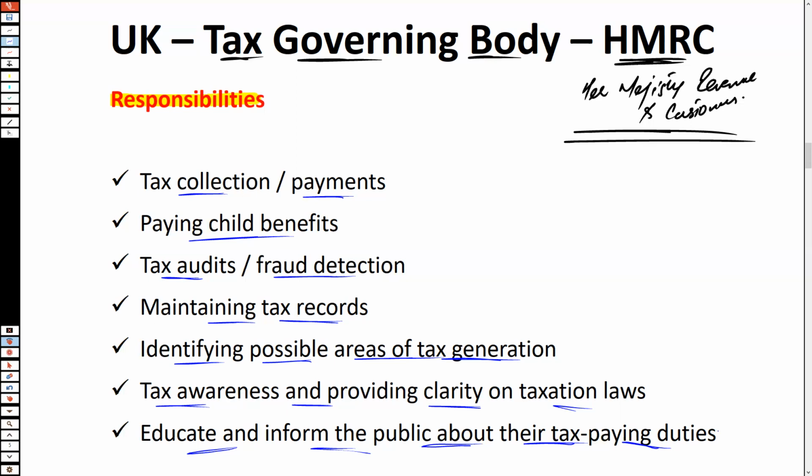And furthermore, in the last point, also to educate and to inform the public about their tax paying duties is another responsibility or duty of a tax governing body. And by the way, as we are studying the UK taxes, we need to keep this in mind, that UK tax governing body name is HMRC, Her Majesty Revenue and Customs.